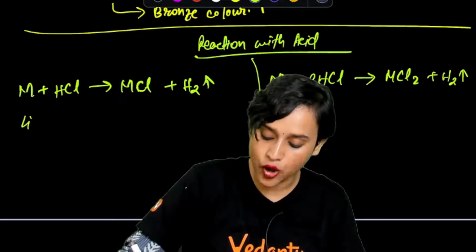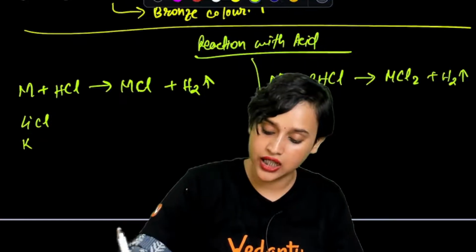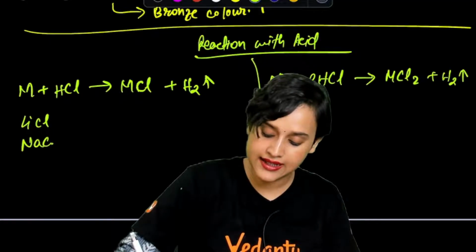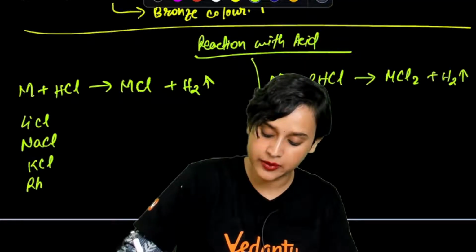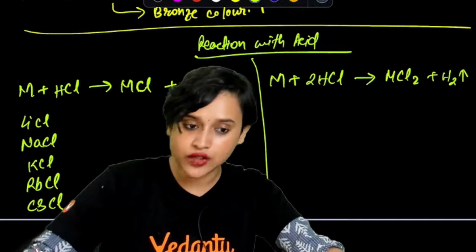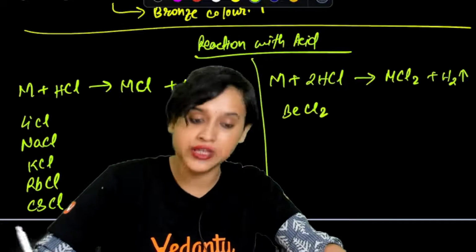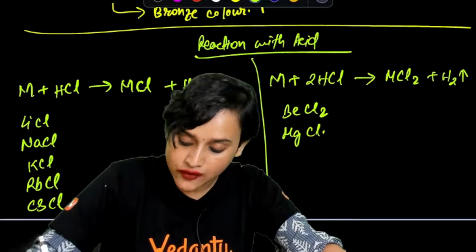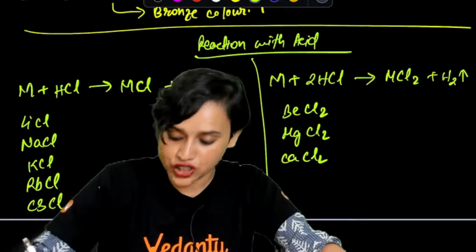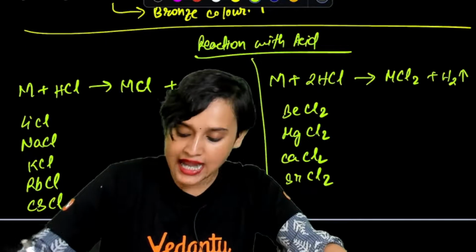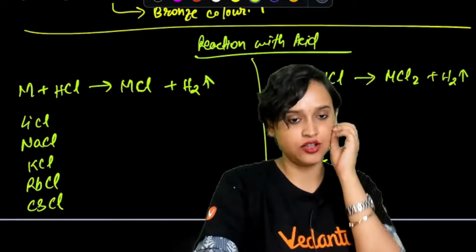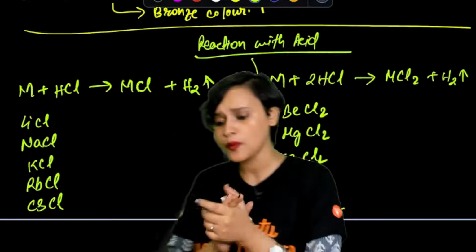Here you will see the formation of LiCl, then NaCl, then KCl, then RbCl, and then CsCl. And on this side, you will see the formation of BeCl2, MgCl2, CaCl2, SrCl2, and BaCl2. Am I clear, everybody?